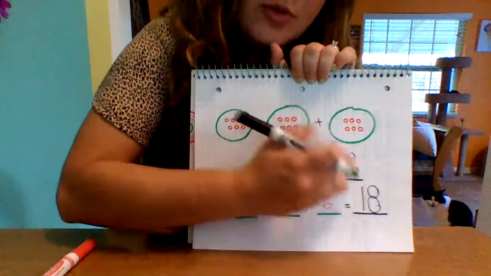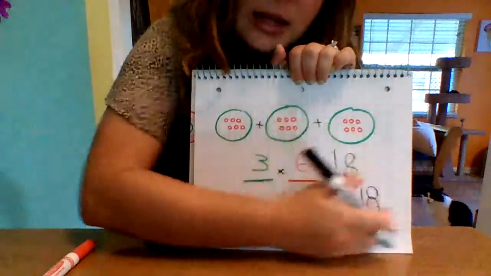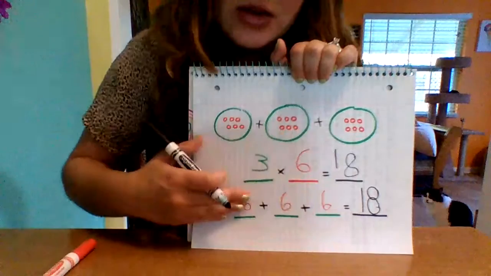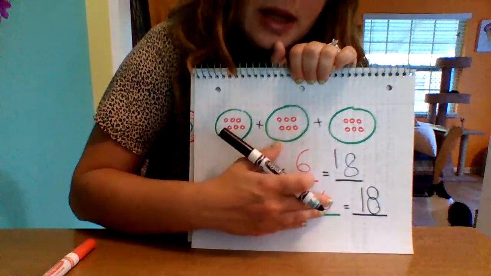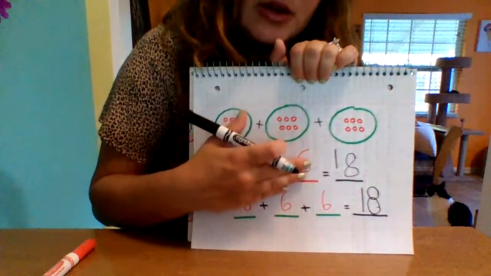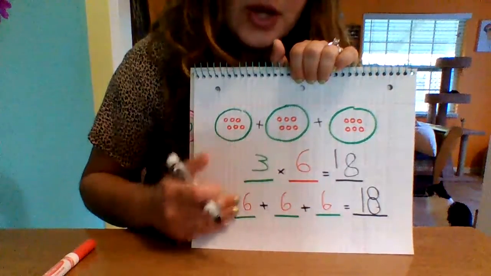Do our total and our product match each other? Yes, because these two equations are equal to each other, right? 3 times 6 equals 6 plus 6 plus 6. You get the same answer when you solve both of these different equations.